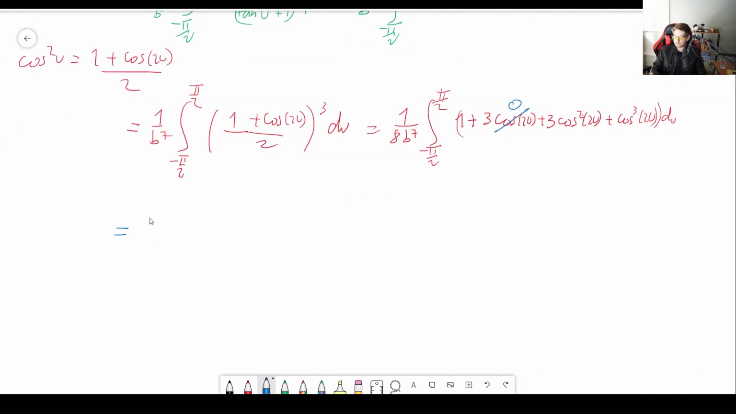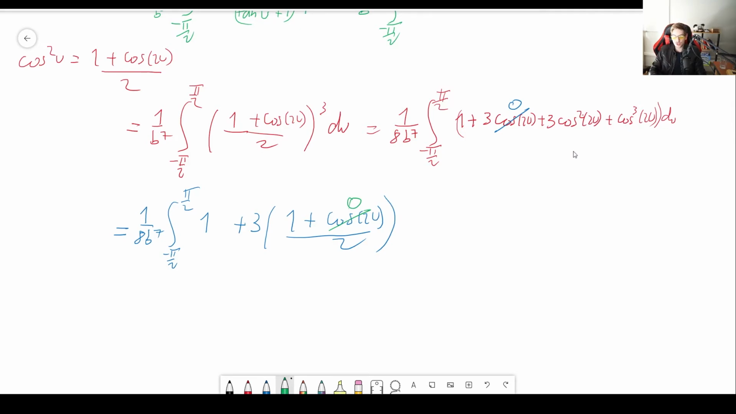Then, what else do we have? Well, let's take it here, minus pi over 2, pi over 2. And it's going to be 1 plus, and this cosine squared of 2u, let's rewrite it. So we get 3 times (1 plus cosine of 2u) over 2. And again, this part is 0. So we are only left with the 1/2. And then we have the cosine cubed.